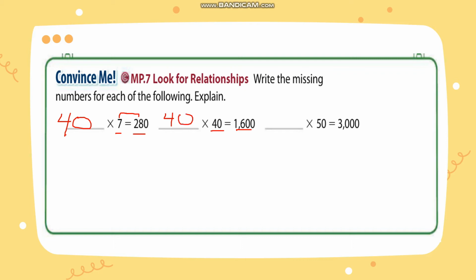And we have what number to be multiplied by 50 to make it 3,000? So what we are going to do is to divide 300 divided by 50. That is equivalent to 6. Then we have 1 zero. So the answer is 60.